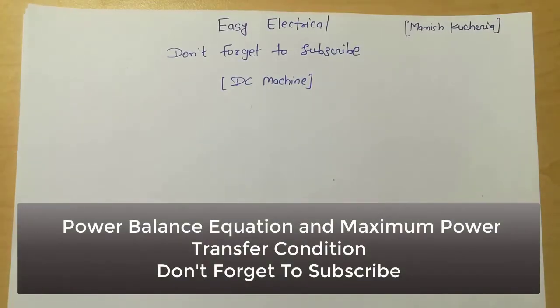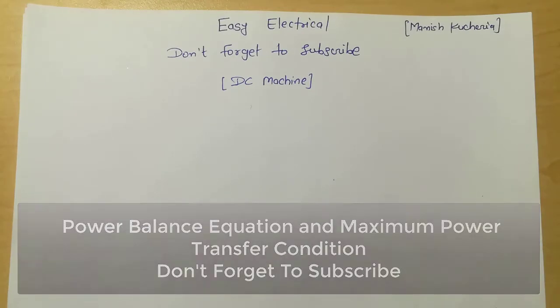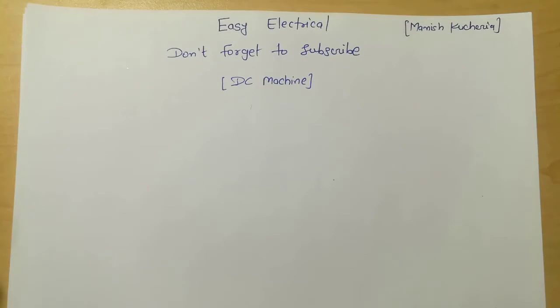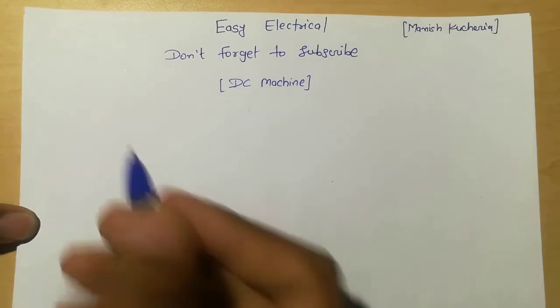So in the previous lecture on DC machines, we discussed the analysis of the DC series machine and the compound DC machine, or we can say the analysis of the long shunt generator and short shunt generator. Now in this lecture, we will discuss the power balance in DC machine and the maximum power transfer condition for DC machine. So first of all, start with the power balance equation.